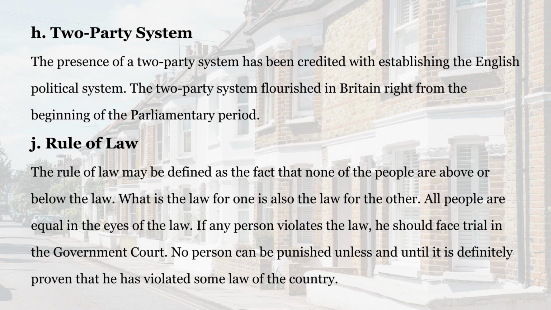J. Rule of law. The rule of law may be defined as the fact that none of the people are above or below the law. What is the law for one is also the law for the other. All people are equal in the eyes of the law. If any person violates the law, he should face trial in the government court. No person can be punished unless and until it is definitely proven that he has violated some law of the country.